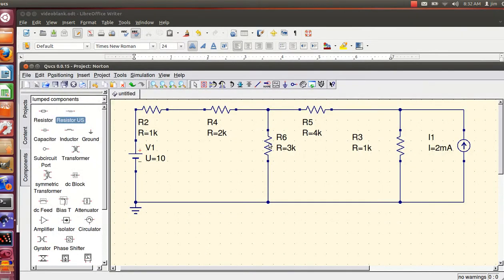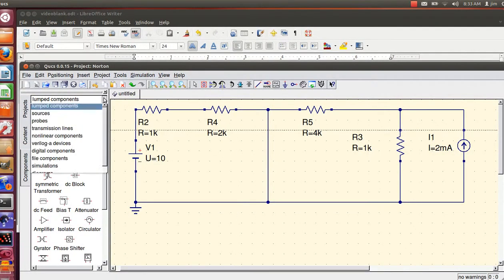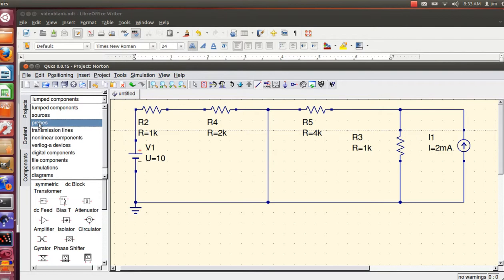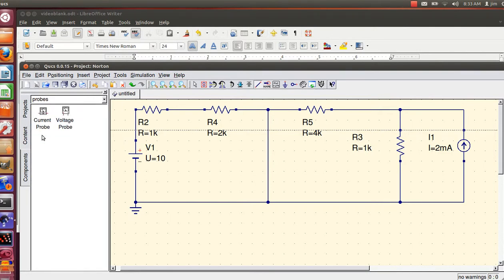So now I'm going back. I'm going to take R6 out. I think I can delete it. So I've got two little points here. I can actually go in and draw a line here and say that, and just a little bit here. Let's look at a probe. Current probe. So let's put a current probe in there.